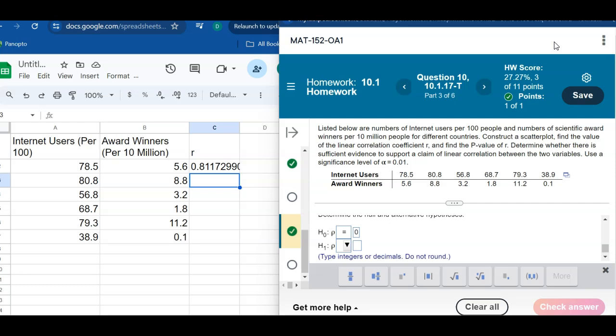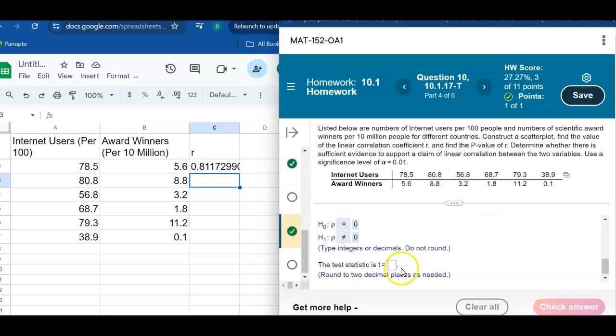So we're estimating rho using r. So it's always going to be rho equals 0. There is no correlation in the population, and the alternate hypothesis will be rho not equal to 0. There is significant non-zero correlation in the population. All right, the test statistic.